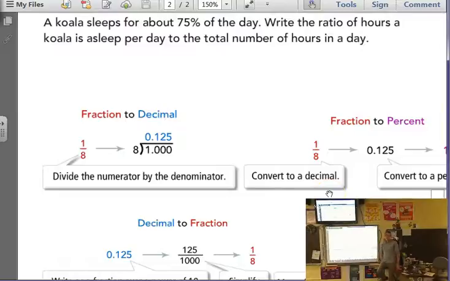So now we see that a koala sleeps for 75% of the day. What a lazy animal. Write the ratio of hours the koala is asleep to the total number of hours in the day. Now, you can solve this many different ways. So try this on your own. There's a lot of right ways to do this. Stick up a hand if you are at all confused.